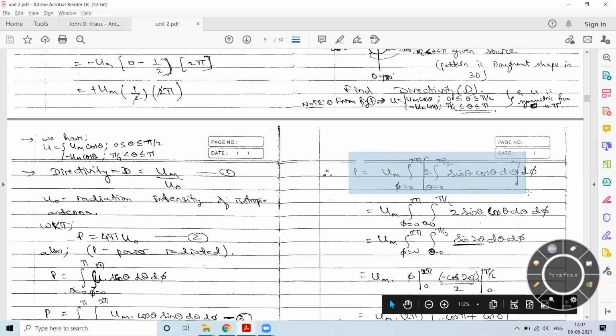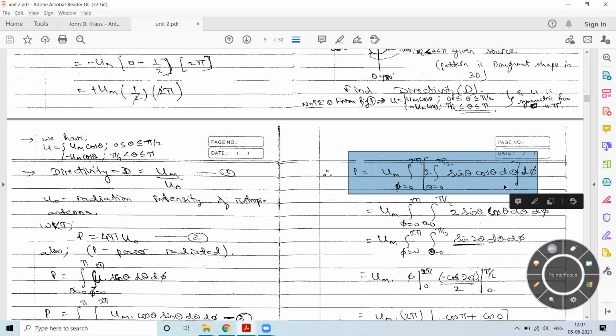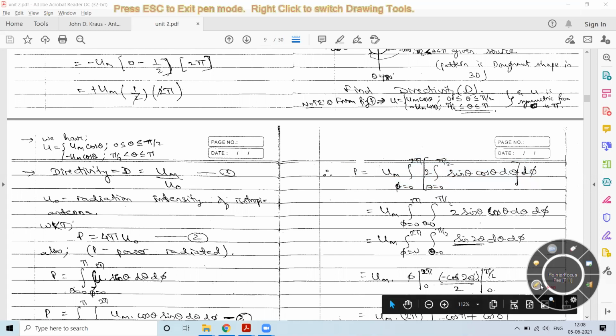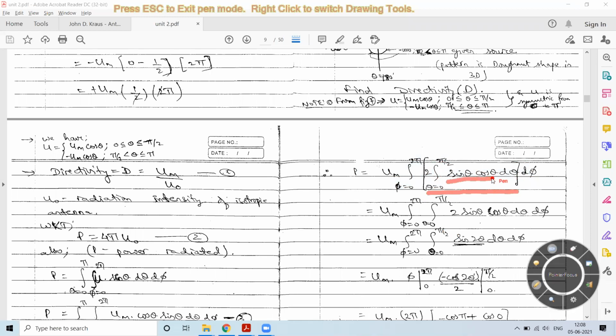This is one careful step you have to look out for when you're dealing with the bidirectional cosine pattern. So just be careful in this case. Here you apply the concept of even function, and you take the integration as 2 times the integration from theta equal to 0 to pi by 2 of sine theta cos theta d theta. This is nothing but sine 2 theta itself.